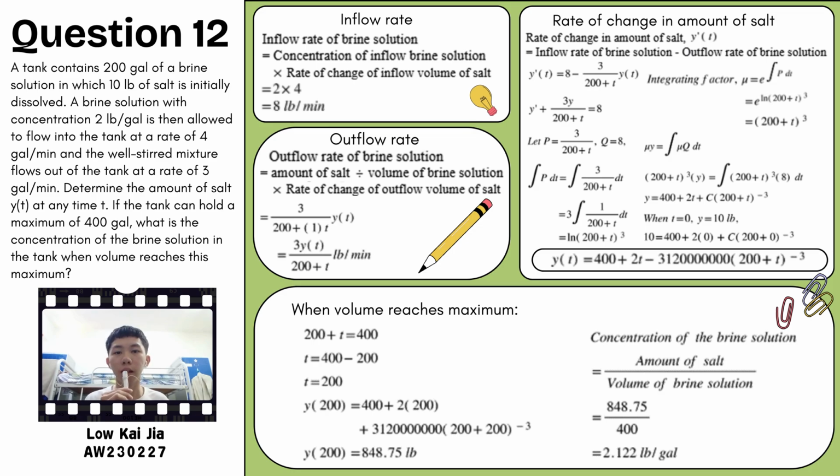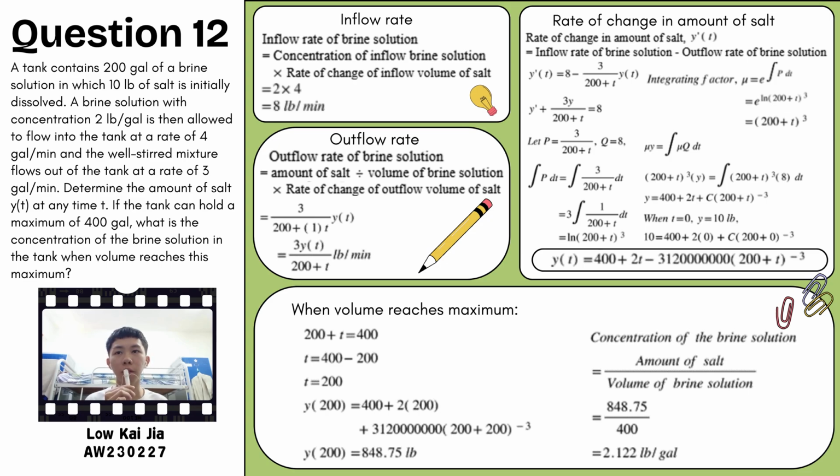Question 12 involves a tank containing brine solution. To fulfill the given task, the rate of change in the amount of salt should be determined first. The rate of change in the amount of salt refers to the net flow rate of the brine solution. Both the inflow rate and outflow rate are equal to the multiplication of the solution concentration and the rate of change in its volume.